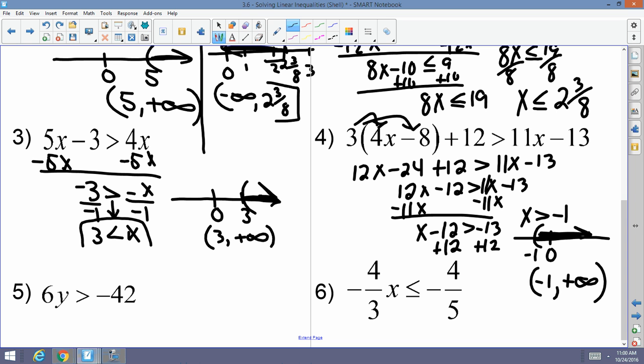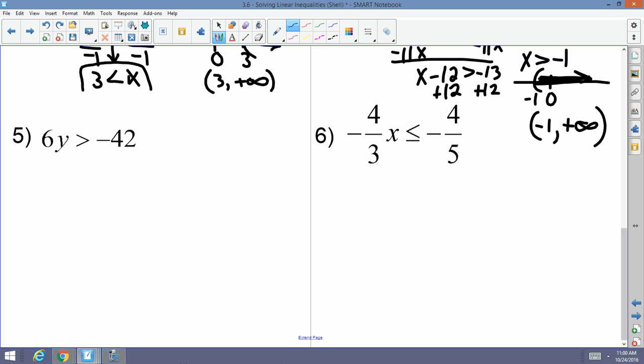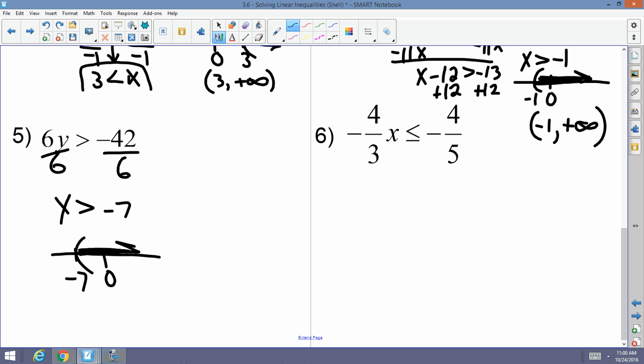And we keep going. Number 5, pretty simple. We're just going to go ahead and divide by 6. Now be careful. Even though there's a -42, you're dividing by a positive 6, not a -6. So you do not flip that sign. So y is literally greater than -7. 0, here's my -7. It's greater than, parentheses. I'm going to the right because it's greater than. So my interval notation will be -7, comma, positive infinity, small value to large value.